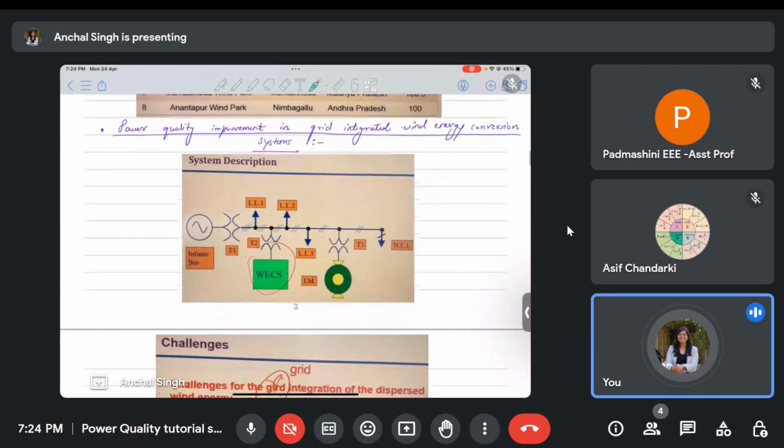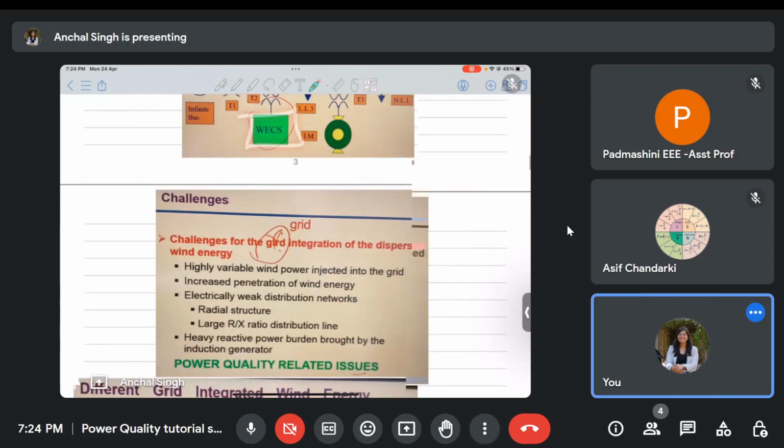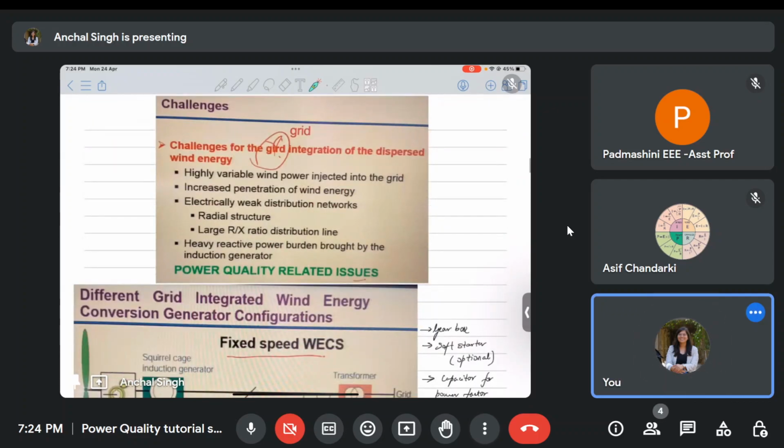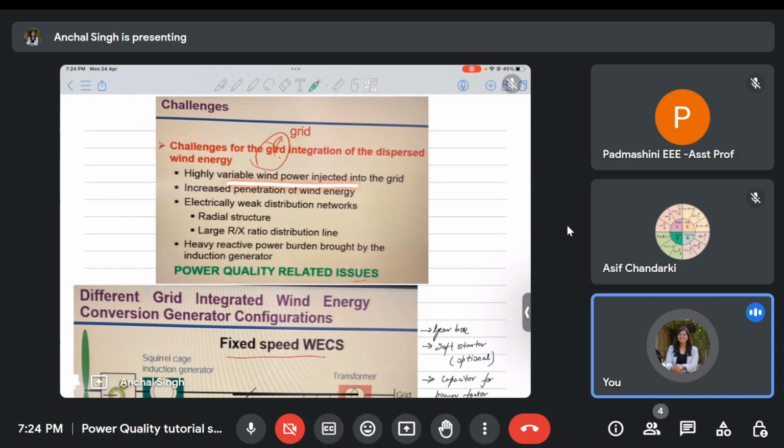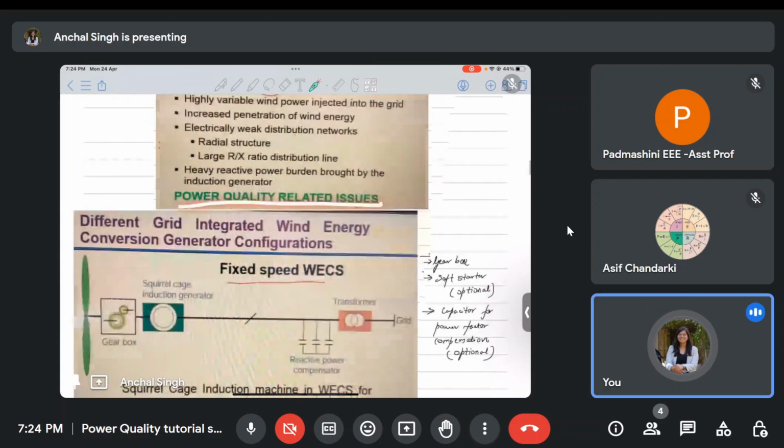So again, in this system, we have a wind energy conversion system which we need to connect to the grid. This is a single line diagram. Then a lot of challenges are present. Wind power generated is highly variable, and the number of wind energy plants is increasing. As a result of that, there are a lot of power quality issues.